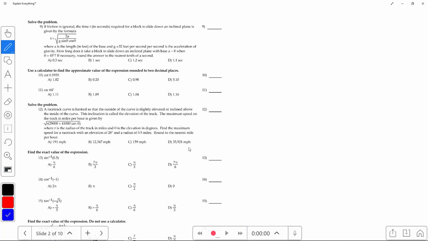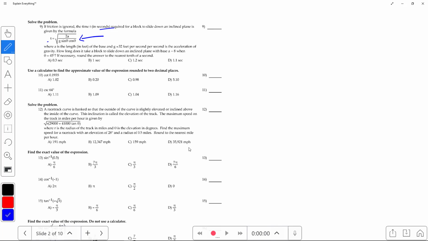Alright, if friction is ignored, the time in seconds required for a block to slide down an inclined plane is given by this formula, where A is the length in feet and the base G, approximately 32 feet per second, is the acceleration of gravity. How long does it take? So this is time.